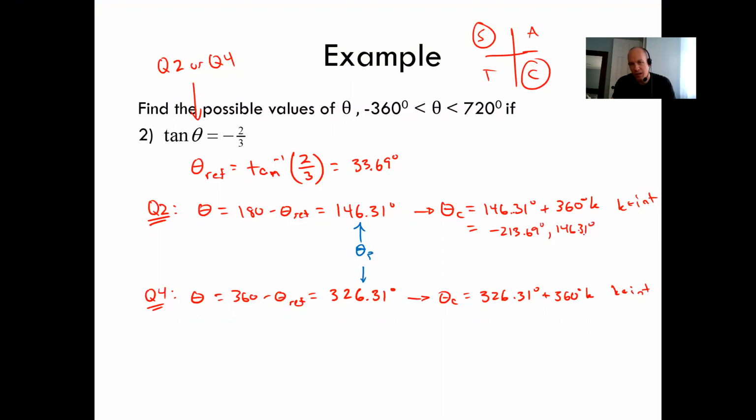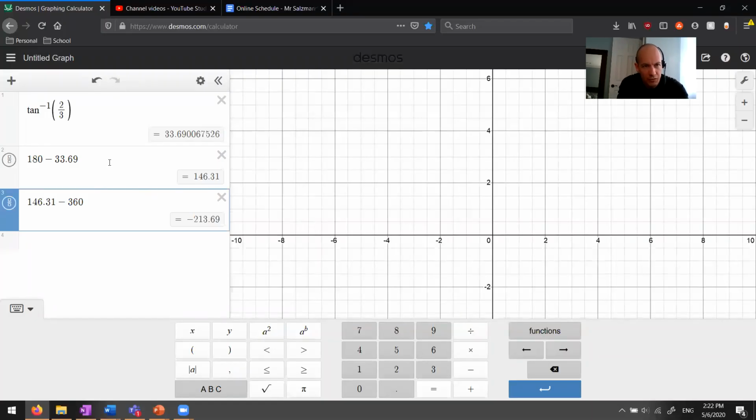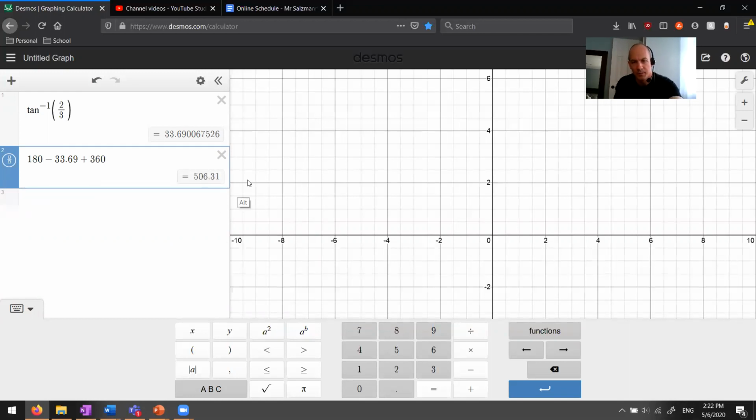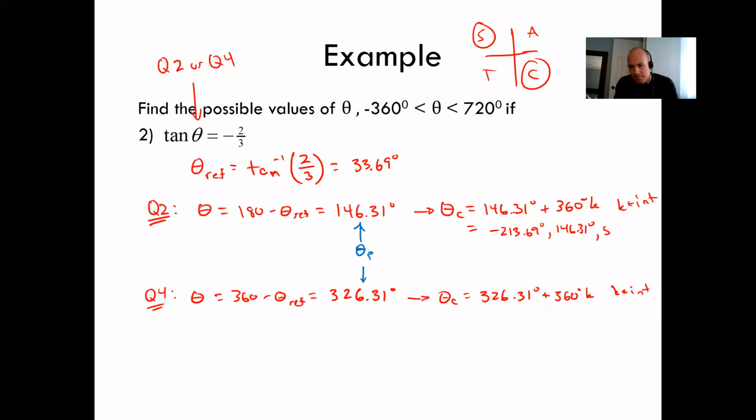146.31 is the other one, and if I add 360 to it, we get 506.31. Great. I can see that if I added another 360, I'd get 720 and be outside the range, so that's it. Those are all the angles that I can have in quadrant 2.